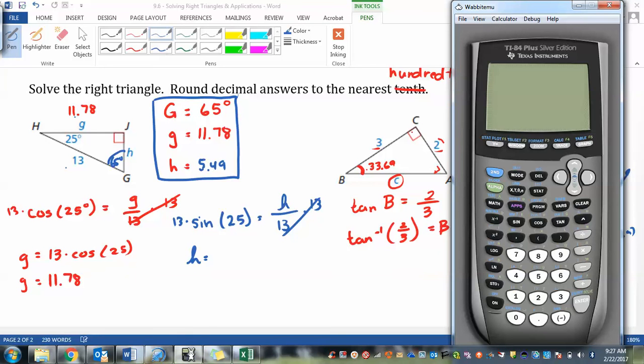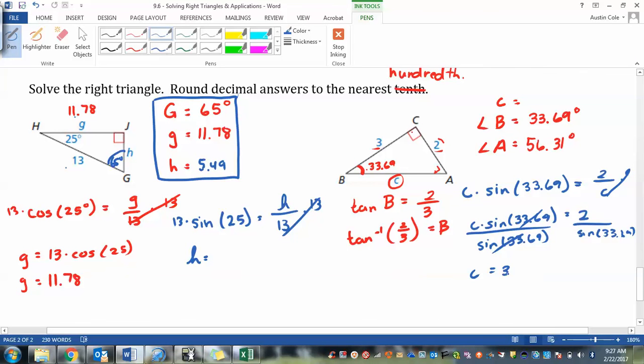So 2 divided by the sine of 33.69 is 3.61.